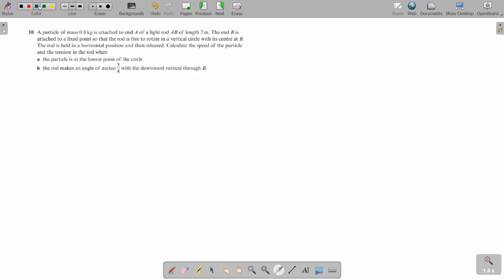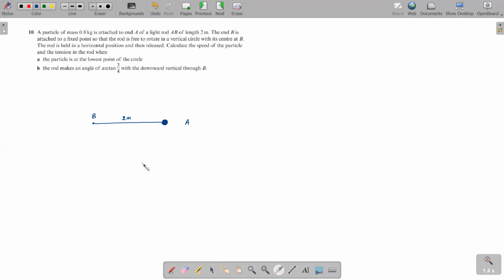First, you have the rod horizontal. So this is the point B. This is the end of the rod, and at the end of the rod, you have the particle A. The length of the rod is 2 meters. So the rod is free to rotate in a vertical circle with its center at B. So the center is at B. The rod is held in a horizontal position and then released. So you keep the rod in a horizontal position and you release it.